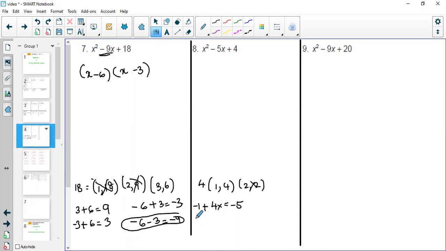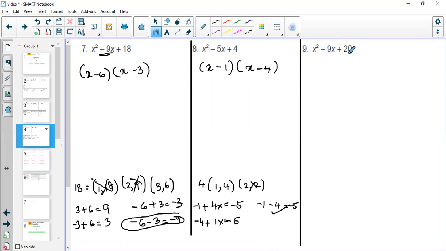And how about this one? What if it was a negative 4 and a positive 1? Is this going to give me a negative 5? No, because the answer for this is going to be a negative 3. How about if I would make both of them negatives? Is that going to give me a negative 5? Yes, it does. So the factorization is going to be x minus 1 and x minus 4. That's because the b term is negative here. That's why the factorization has become negative as well.